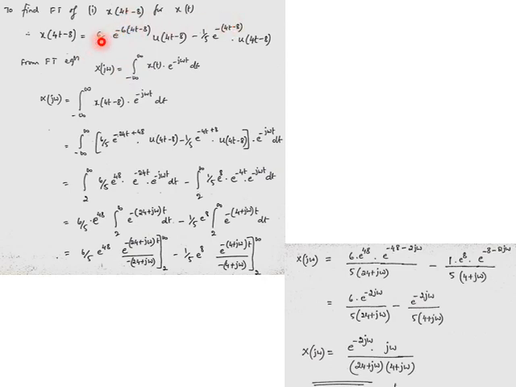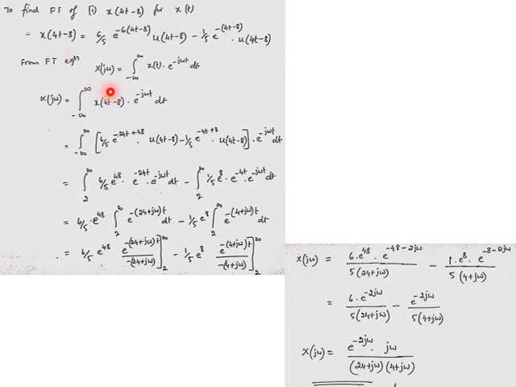I'll do just this portion, replacing t by 4t − 8 in x(t). What I get is 6/5 into e^(−6(4t−8)) u(4t−8) − 1/5 e^(−(4t−8)) u(4t−8). So we now have x(4t − 8). For this I have to take the Fourier transform.